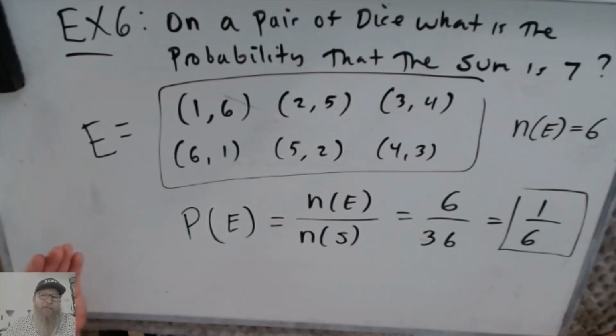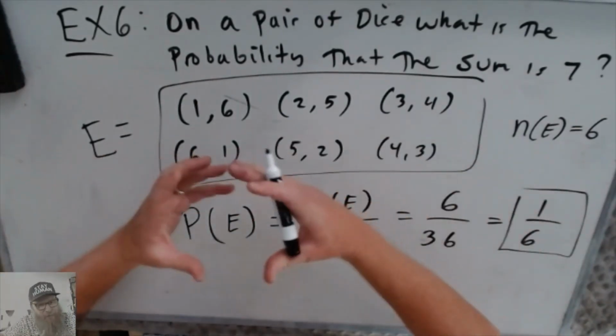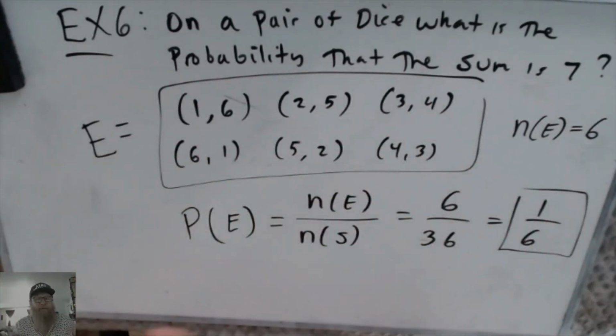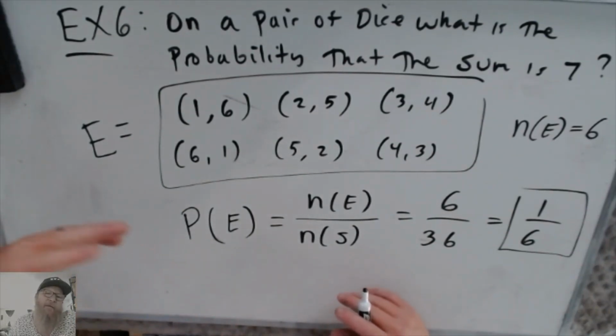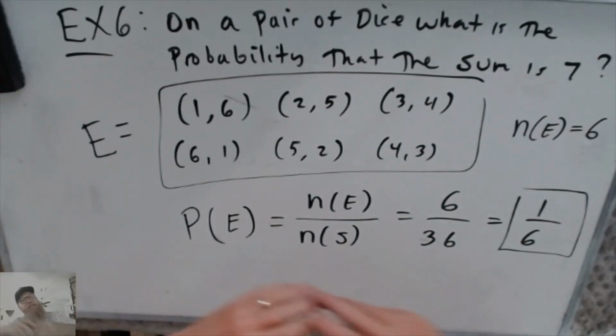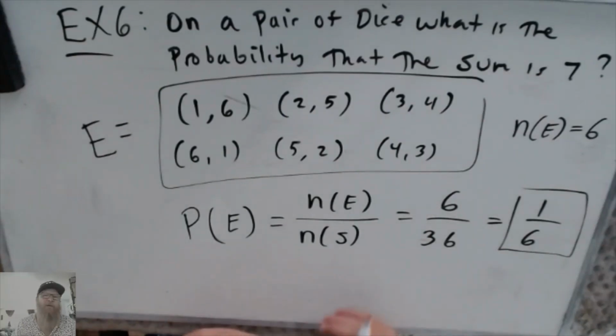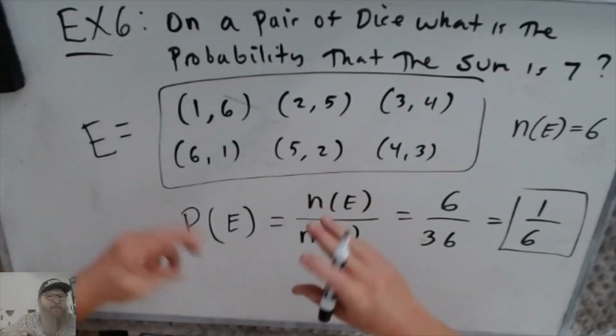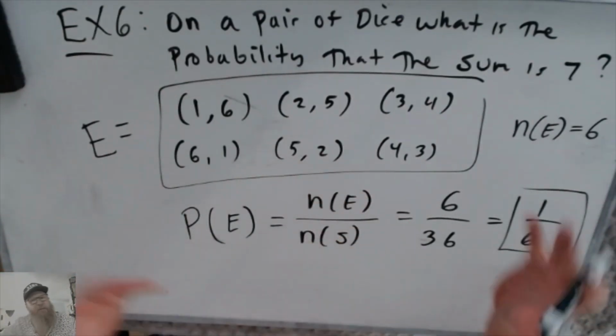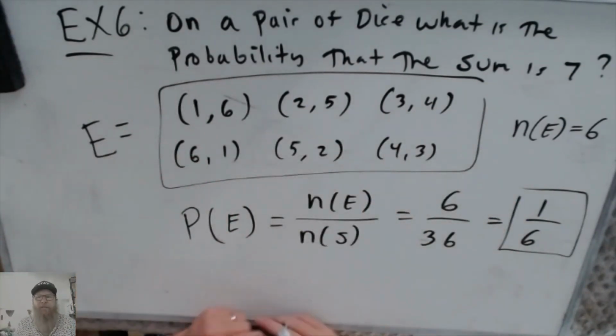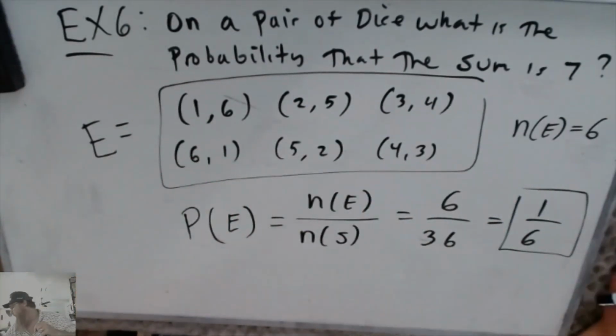Next thing we're going to do is compound the probabilities. So what's the probability that the sum is 7 and something else? Or what's the probability that the sum is 5 or something else? So we want to form some compound probabilities.